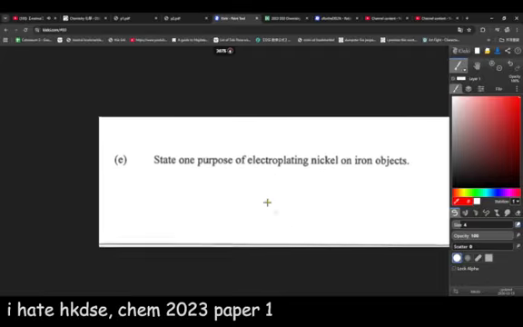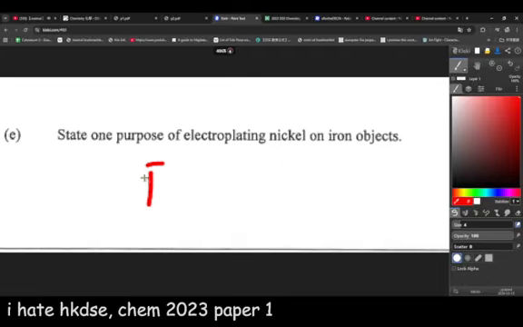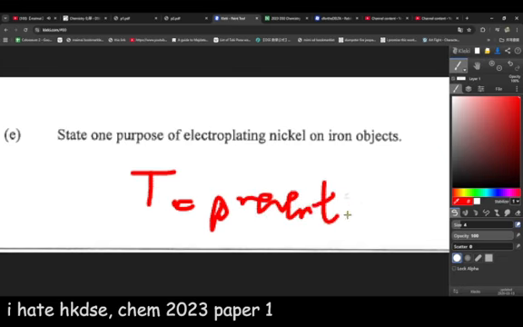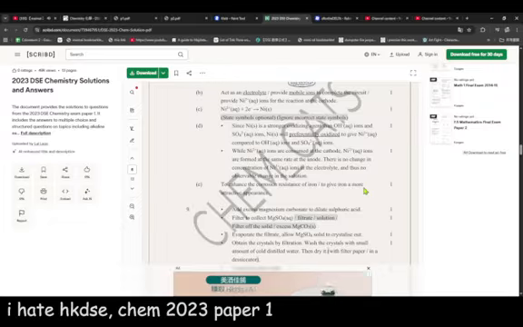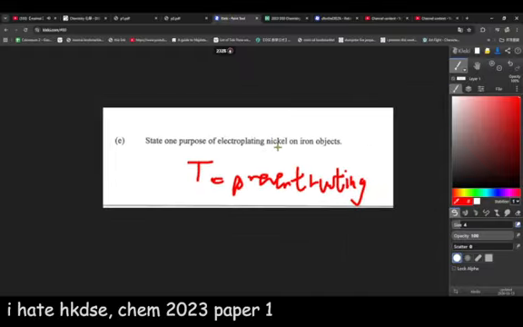State one purpose of electroplating nickel on iron objects: to prevent rusting. Alright, thanks for watching another video. Yay, is that it? Yep, enhanced corrosion resistance of iron and give iron a more attractive appearance. Really? Okay, well, I'm not sure about that, but preventing rusting or increased corrosion resistance is definitely the standard answer. So yeah, just write that.